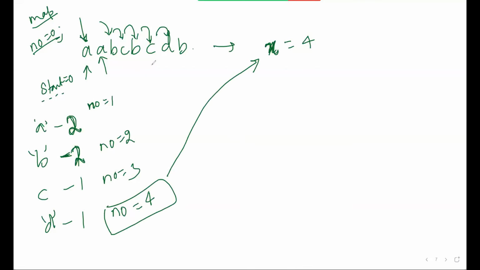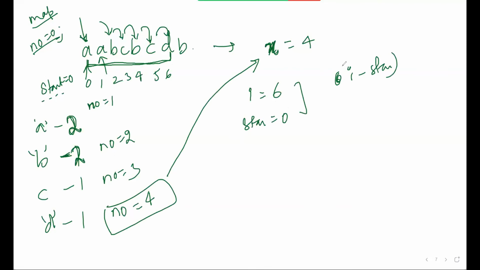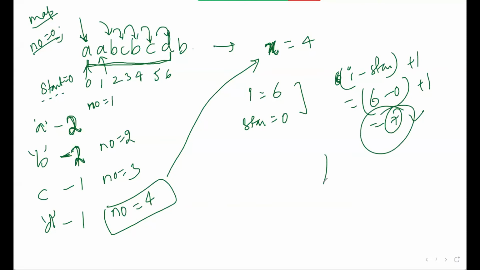You got my point? So what I am saying, I can take this whole string. What is the length of this string? If I write down their indexes 0, 1, 2, 3, 4, 5, 6, I am currently at index 6. My start is at initial 0 point, and the length of this substring is I minus start plus 1, which is 6 minus 0 plus 1, which is 7. So I will initialize this value to my length. So I have found a substring where I have all the distinct characters.